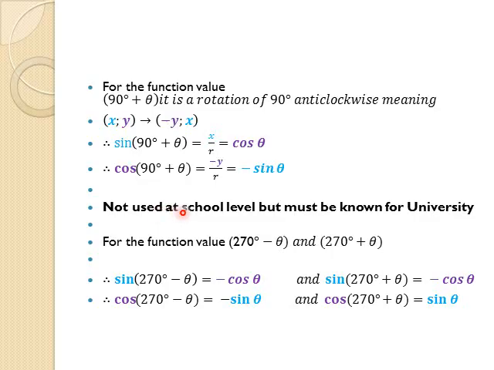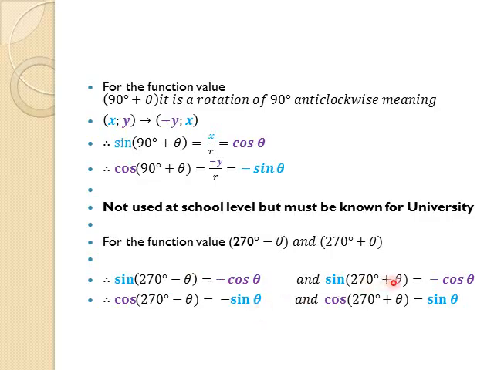Now, the following that I'm showing you at the bottom is not used at school level, but we need to know it for university. So the function values for 270 minus and 270 plus. 270 minus is the third quadrant, 270 plus is the fourth quadrant. So we treat it as 90. So sine of 270 minus theta will become negative cos theta, because in the third quadrant sine is negative. Cos of 270 minus theta, in the third quadrant cos is negative, and therefore it becomes negative sine theta. So I hope you see how they swapped around.